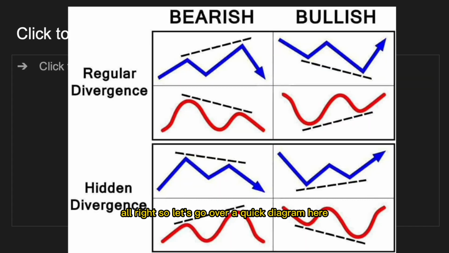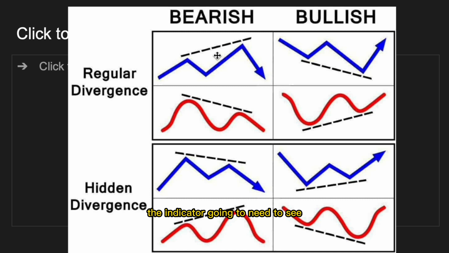Alright, so let's go over a quick diagram here. As you can see, we've got the bearish on the left, bullish on the right. We'll go over regular divergences. So the blue line, let's just refer to that as price. So we're in bullish price action. We're seeing price go up, making a higher high, came back for a pullback, higher low, exceeded that high, closed above, made another higher high, etc. So that ABC formation has been completed. So we're in bullish price action.